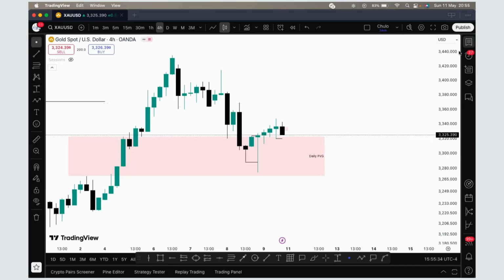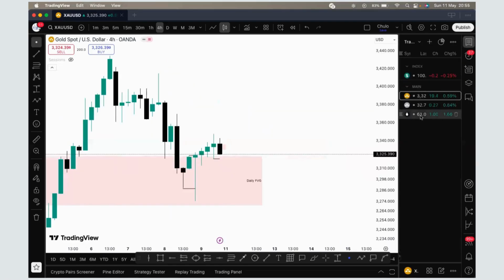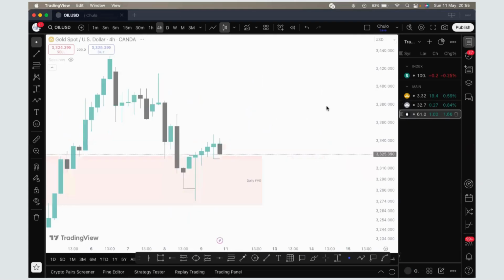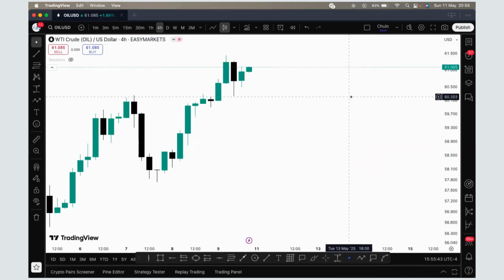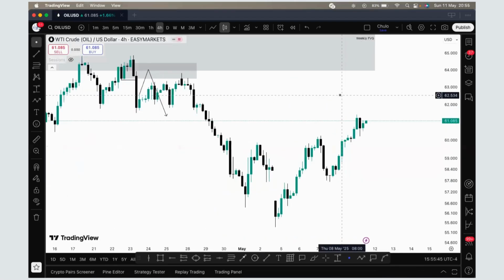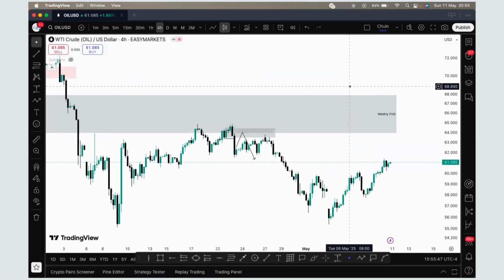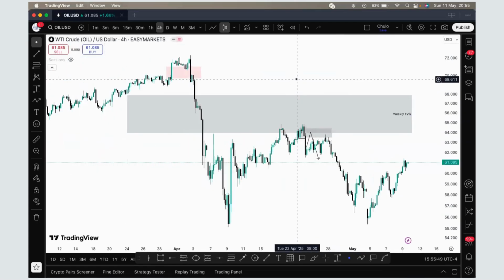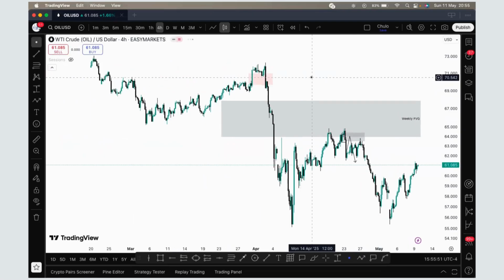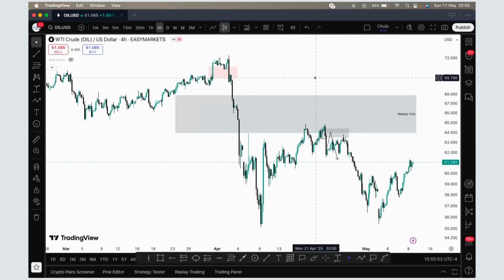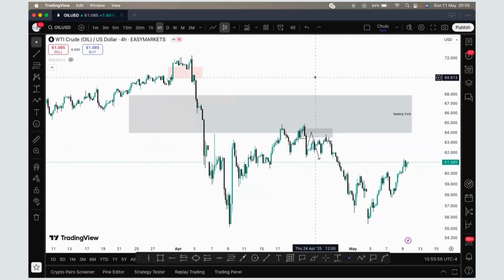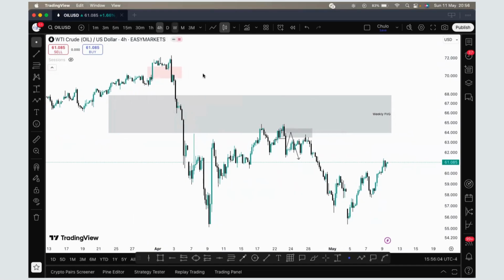Okay, so let's quickly take a look at US oil. I've been backtesting US oil for a while now before I add it to my watch list, and everything I backtested worked out, and that is the reason why I'm adding it to my watch list. Price came back to retest this inversion here and dropped massively.